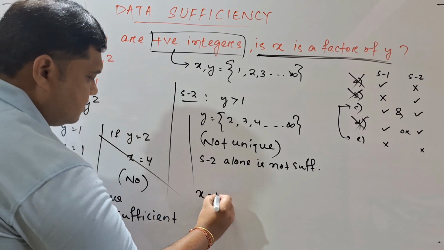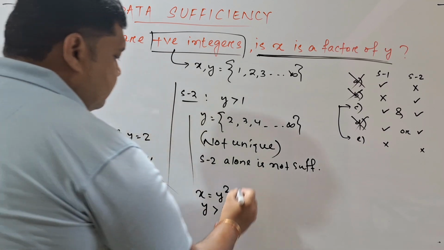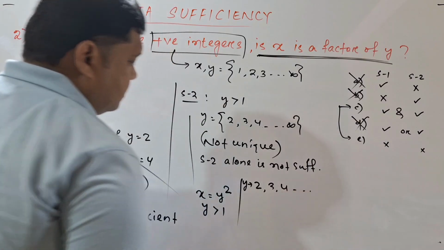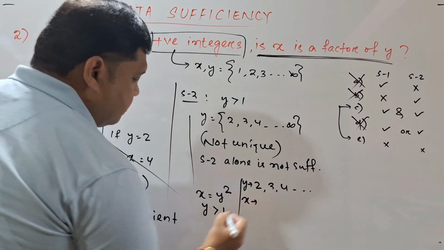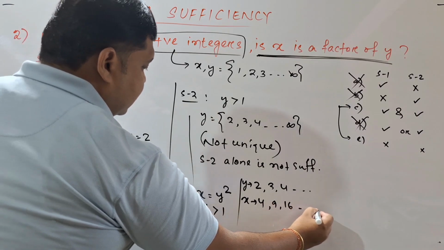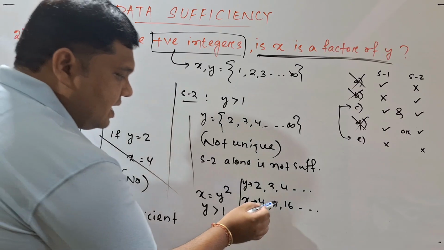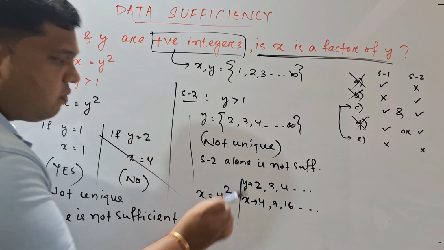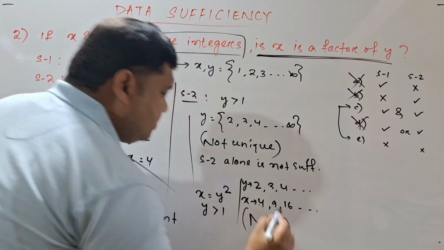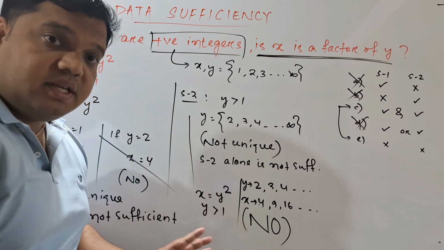If I combine both statements, x is equal to y square, and y is greater than 1. So the y values are 2, 3, 4 like this, and for each y value the x is 2 squared, 4, then 9, 16 like this. Can 4 be a factor of 2? You said no. Can 9 be a factor of 3? No. Is 16 a factor of 4? No. So a straightforward answer, no. This is unique.